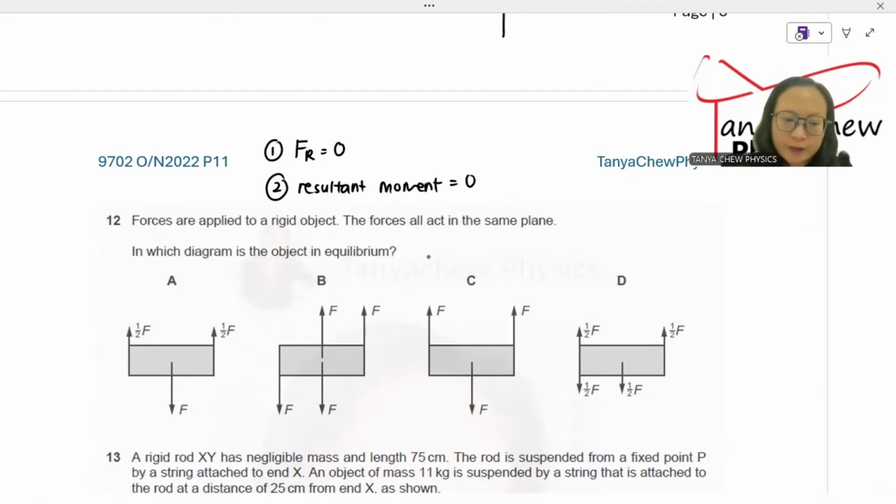Right, now let us look at A. The upward force is equal to F. The downward force is equal to F. So I can say that the resultant force is equal to 0.